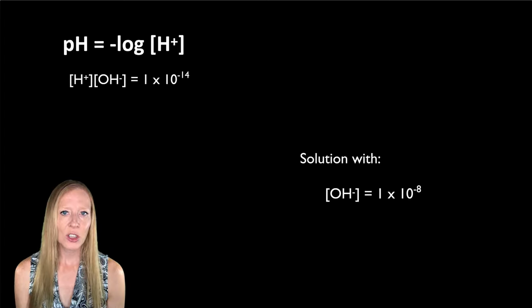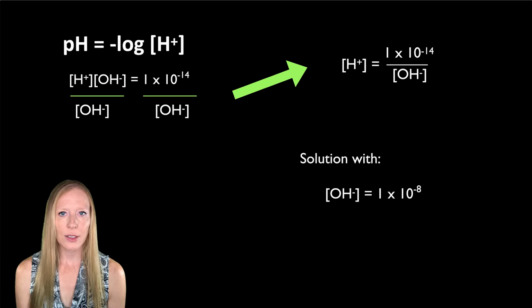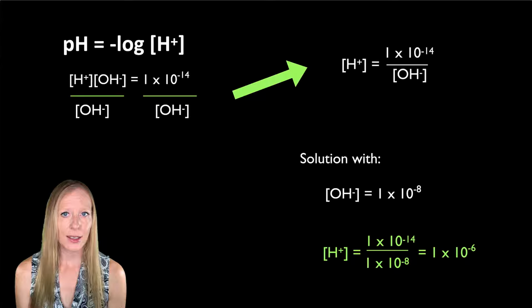Let's say that the concentration of hydroxide ions in a particular solution is 1 × 10 to the -8. What is the pH? First, let's solve for the concentration of hydrogen ions. We'll rearrange this equation by dividing both sides by the concentration of hydroxide ions. So that the concentration of H+ equals 1 × 10 to the -14th divided by the concentration of OH-. And then we crunch the numbers and we get 1 × 10 to the -6. Now we can take the negative log and we get a pH of 6.